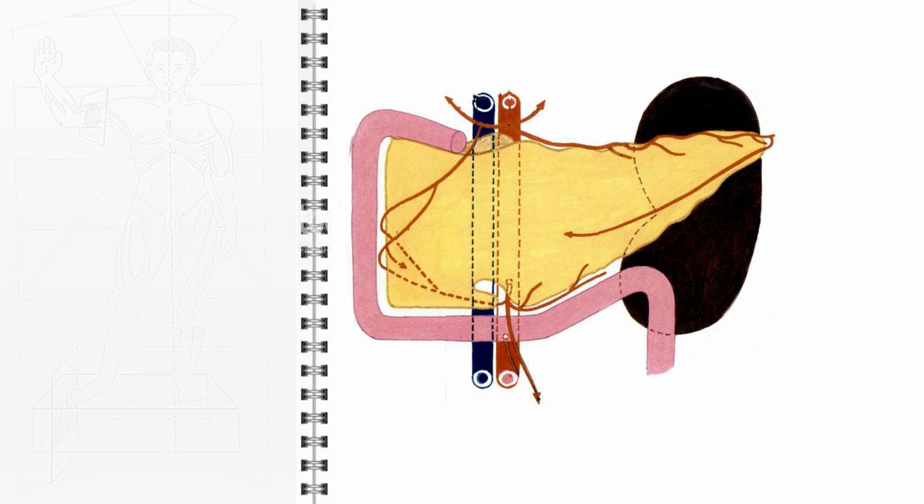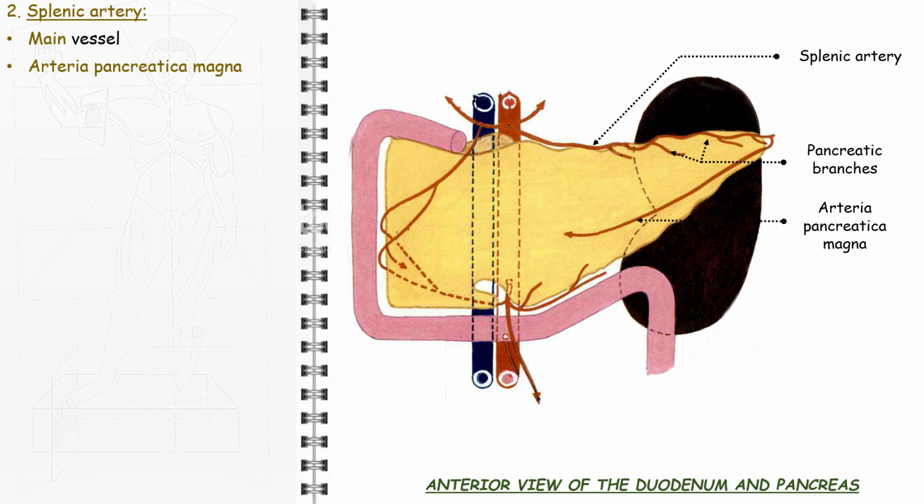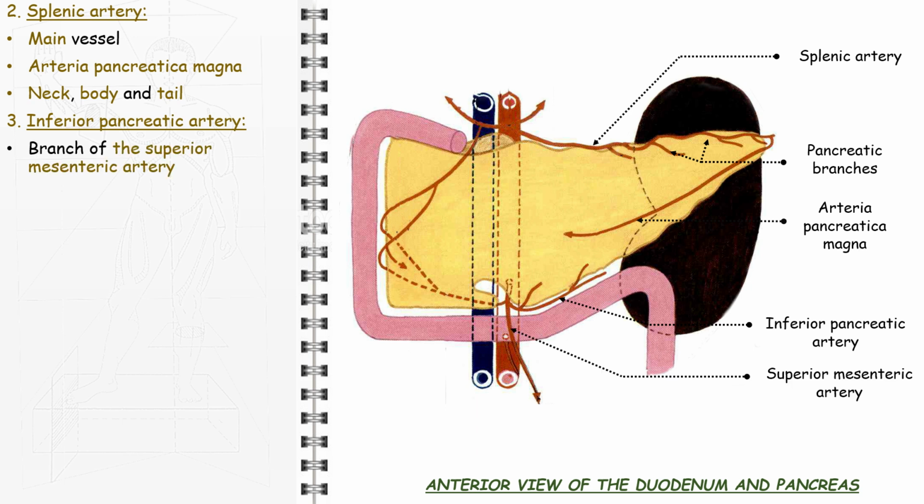The splenic artery is the main vessel of the pancreas. It runs along the upper border of the pancreas. It gives the dorsal pancreatic artery and the arteria pancreatica magna, which run down the back of the head and the body respectively, supplying the neck, body and tail. The inferior pancreatic artery is a branch of the superior mesenteric artery. It supplies the body and tail.